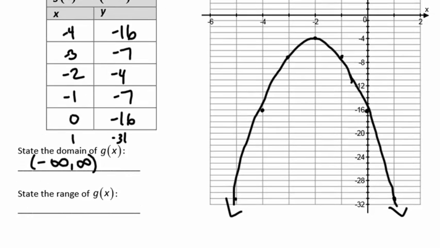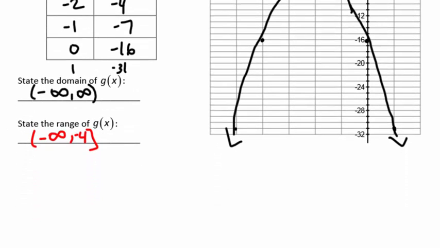The range. The range is the height, the y values. We know we're going to get all the negative values, but there is a limit to the top value right here. It's not going to go any higher than -4. So the range is all the negatives up until -4. Then you've got to stop. So we're going to have all the negatives until -4, including -4, so we've got a square bracket there. Let's go to the next one.